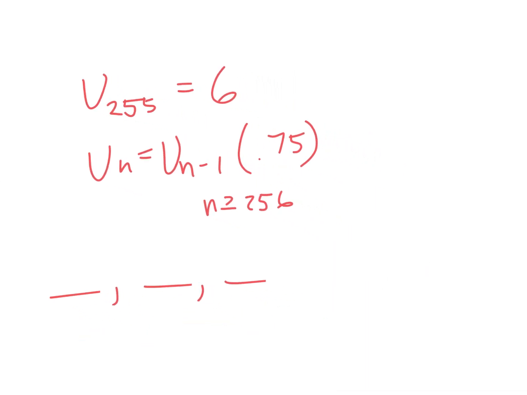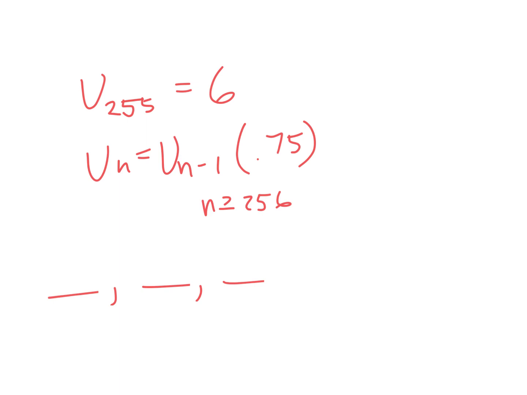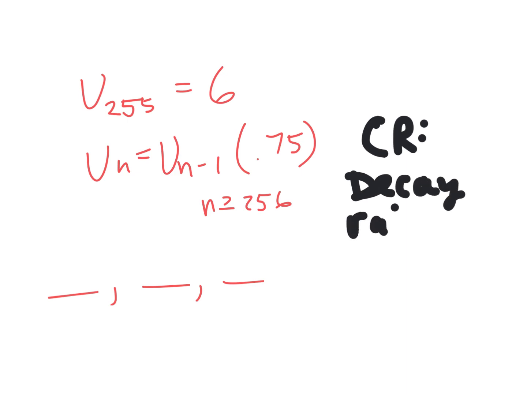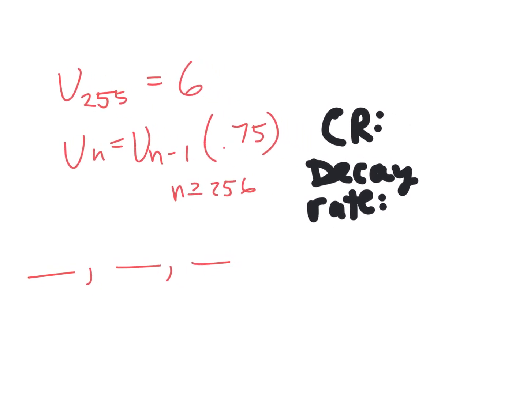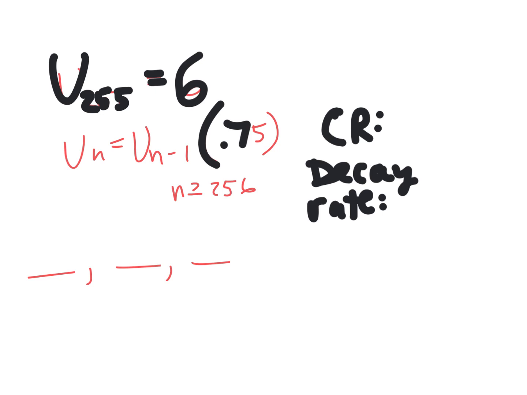And then I'm going to ask you the common ratio and the decay rate. If you guys can't read it from the back, I'll write it in black. Should be easier to read. U sub 25 is equal to 6. U sub n minus 1. There's a 0.75 right there. And the rest of it's just the domain. What's the first 3 terms?